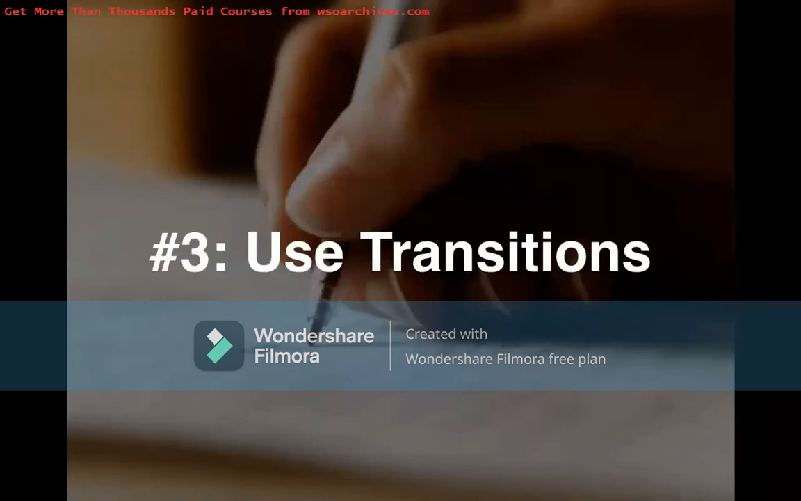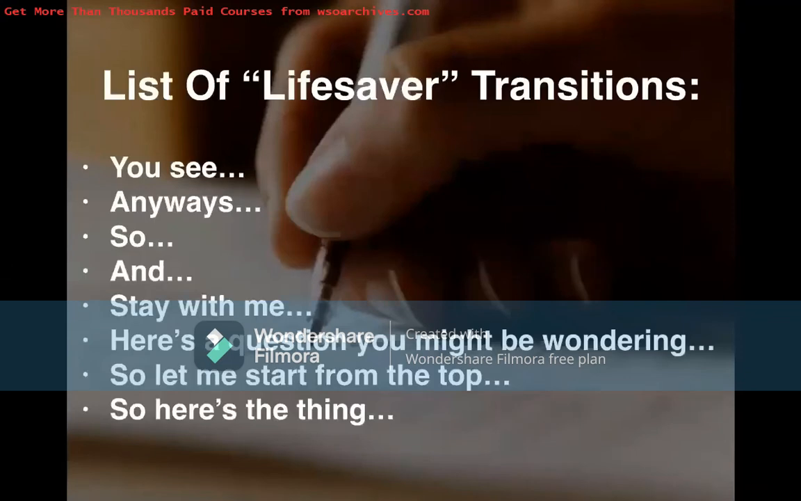Transitions are like the links, you know those trains, and how the different sections are linking to each other. The little hooks, the links. Wagons. I'm not a train person, so that might not be the best analogy. Okay, good. Let's look at transitions. Here's a list of lifesaver transitions. You're going to be using these every day in your copy.